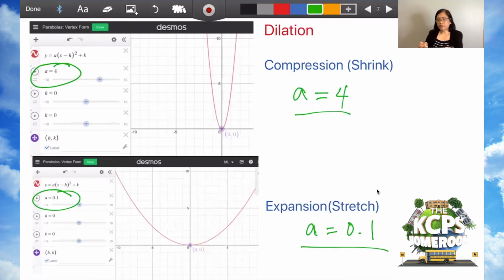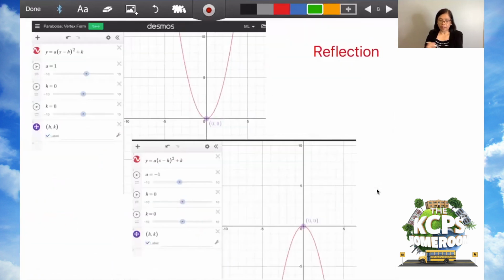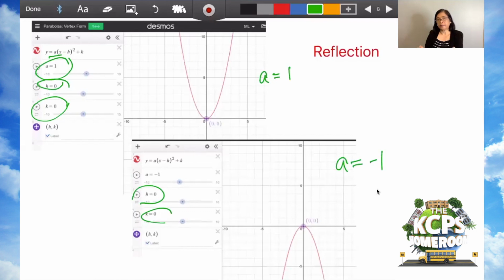Now, when we change the value of a, a here is still 1, and we're going to change the value here. On the second graph, we again have our h and k at 0 in both graphs, but the difference is that on the first graph, a is 1, and on the second graph, a is -1.